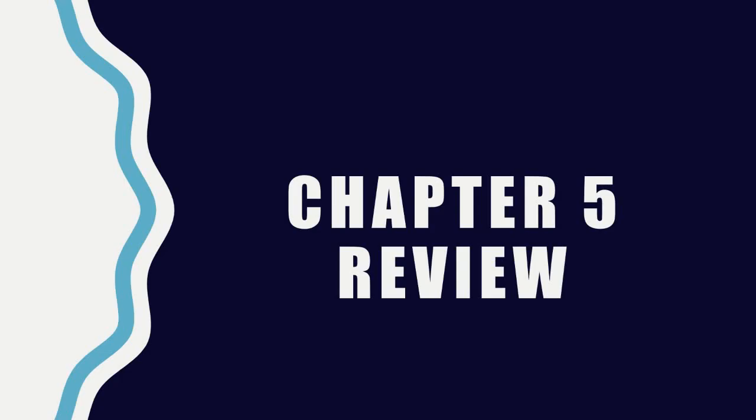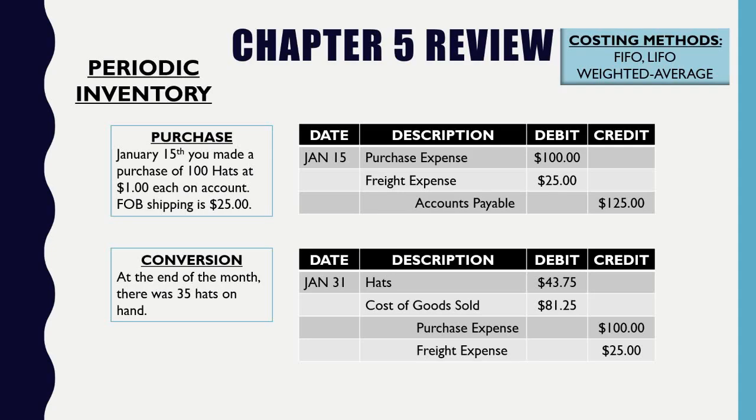Okay. So, once again, Chapter 5 review, we talked about what happens when we purchase our inventory, right? We need to recognize it as an expense, so purchase expense, freight expense, and however you paid for it. And at the end of the given accounting period, you must have a conversion entry, which is where we calculate our ending inventory, our cost of goods sold, and we're going to be zeroing out our purchase expense and our freight expense, okay?